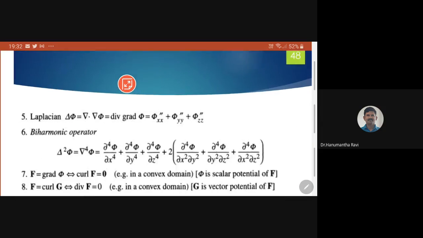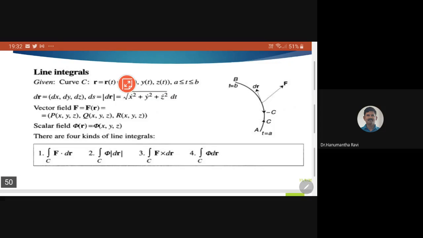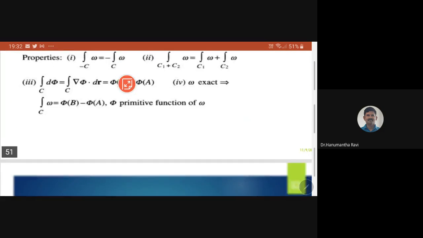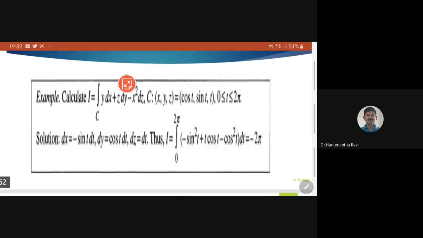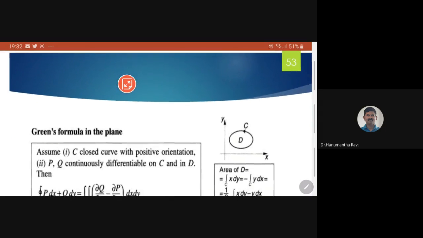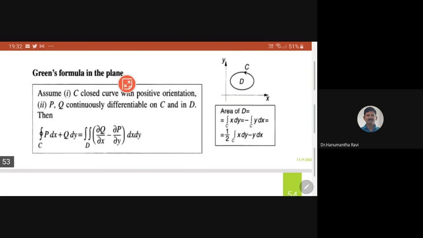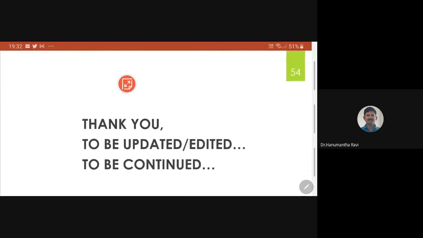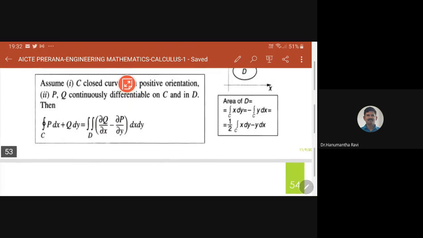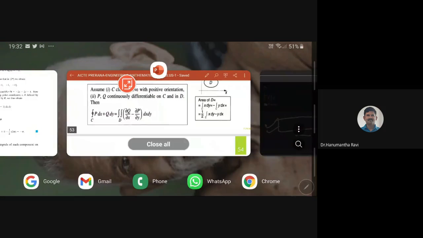And in addition to that, we already discussed these line integrals. We'll do some more problems on this. Then yesterday I talked about Green's formula, Green's theorem. That also we will do some more problems. Now we'll go to the problem solving part.